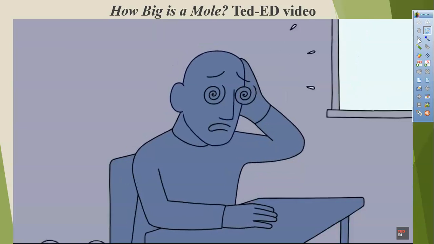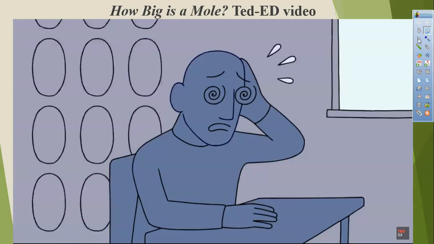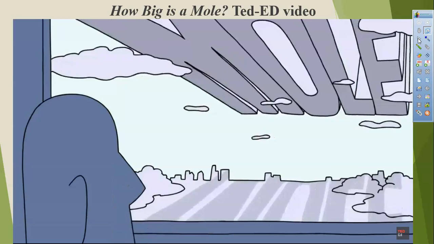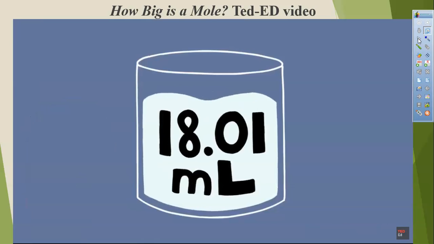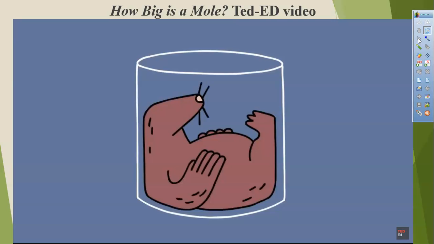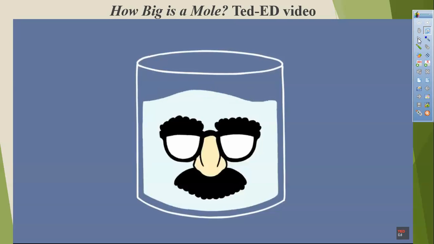Moles are hard for students to understand because they have a hard time picturing the size of a mole, or 602 sextillion. It's just too big to wrap our brains around. Remember our 18.01 milliliters of water? Well, that's a mole of water. But how much is that? Exactly what does 602 sextillion look like?